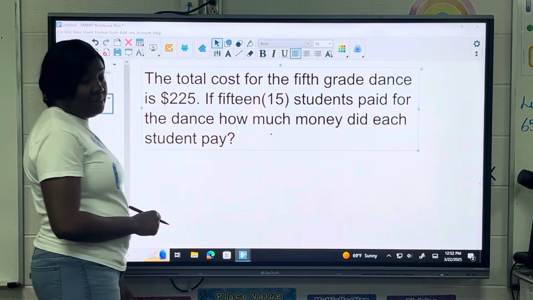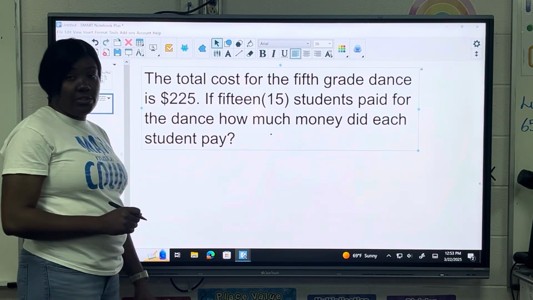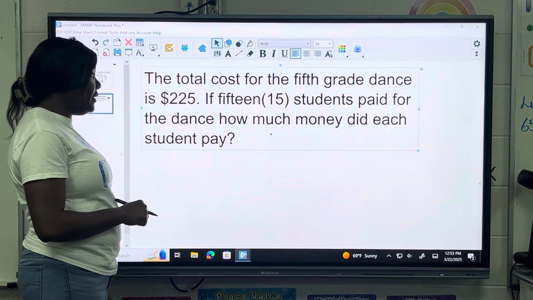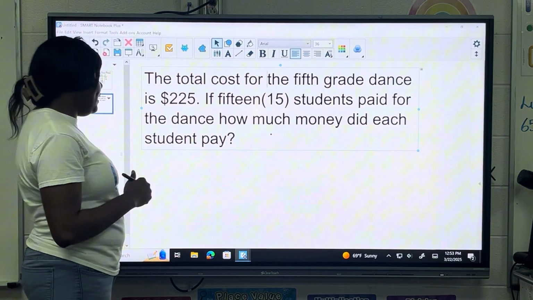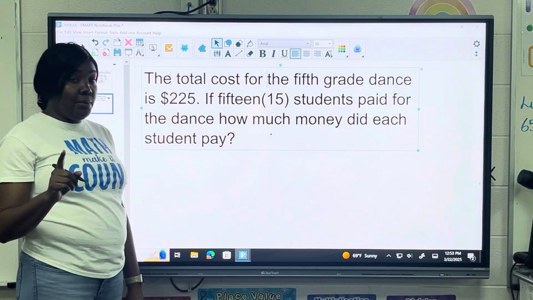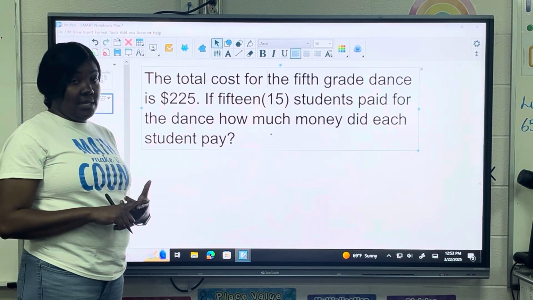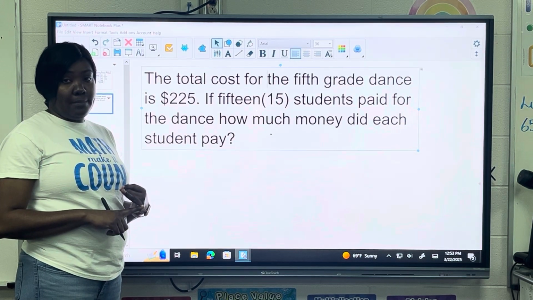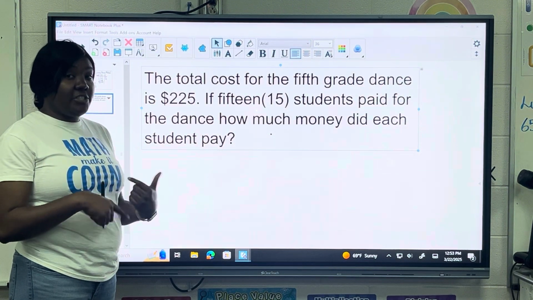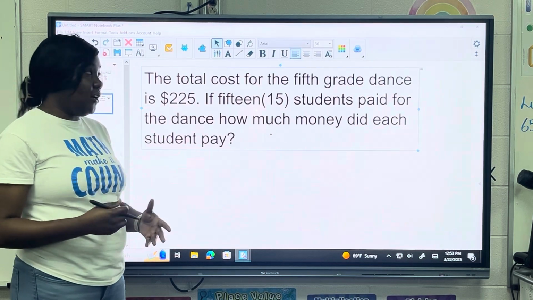Let's read the word problem together. The total cost for the 5th grade dance is $225. If 15 students paid for the dance, how much money did each student pay? Remember, boys and girls, you have to decompose your word problem. You have to do your UPSC: understand your problem, plan for a solution, solve, and then check. And remember, we can use multiplication to check our division problem.